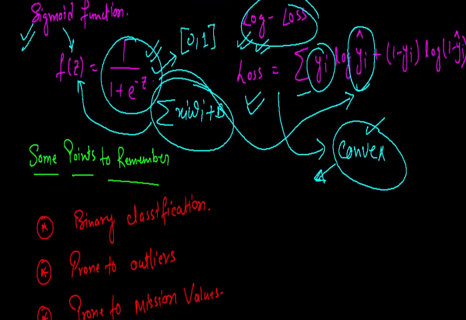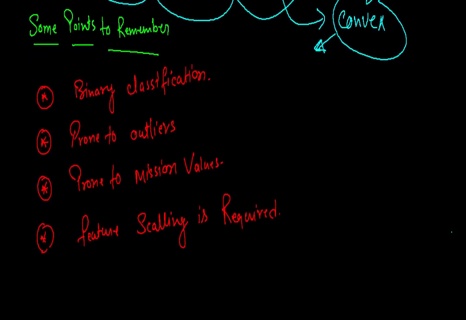So the last step that I'm going to cover in this video is some points that you should remember. You should always have these points with you if you're going to face an interview in machine learning or AI, okay? These are things related to logistic regression. First, logistic regression is meant for binary classification.